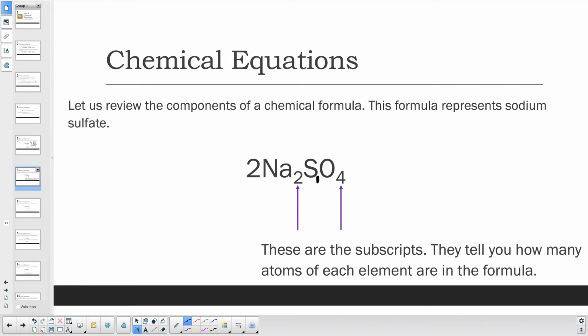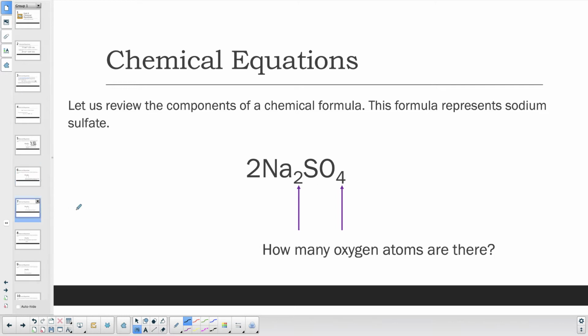And so how many oxygens are there? That's right, you've got 4 oxygens. How many sulfurs are there? We've got 1 sulfur. And how many sodiums? We've got 2 sodiums. So according to the subscripts, the ratio of sodium to sulfur to oxygen is 2 to 1 to 4.